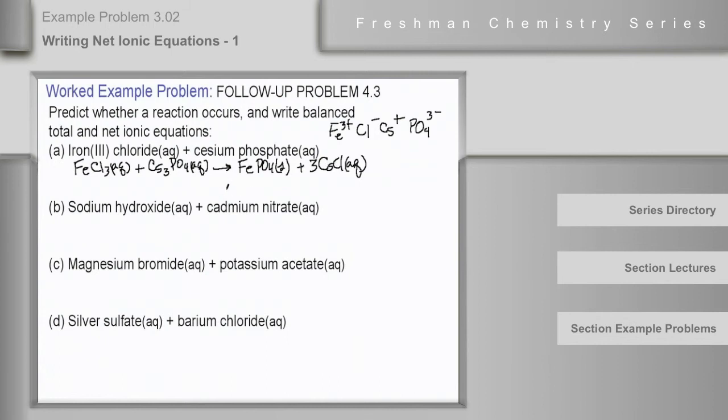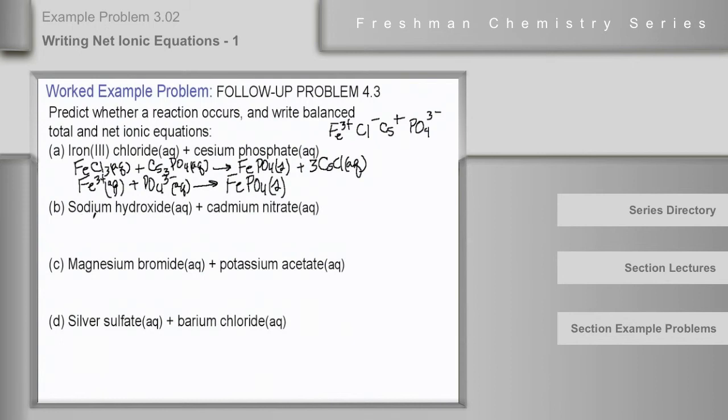So the net ionic reaction would be Fe3+ aqueous plus PO4 3- aqueous gives FePO4 solid.